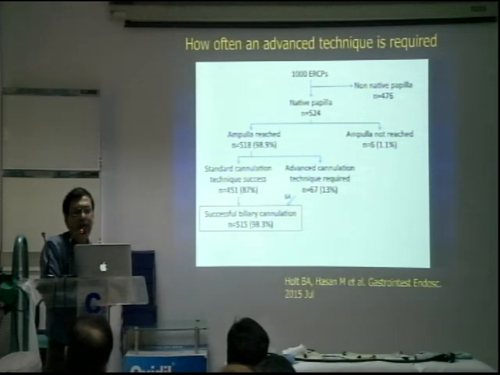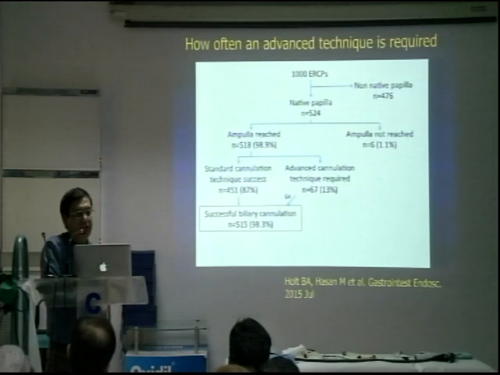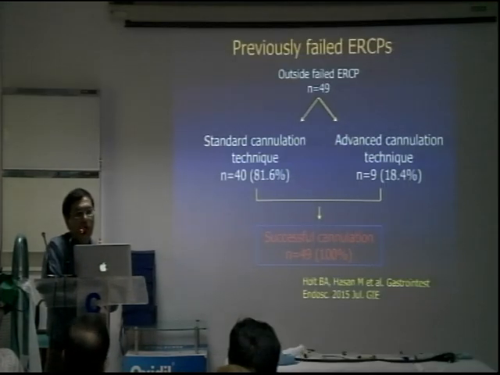And advanced technique may be like requiring a needle knife or putting a stent in there or doing something else, like not being able to get the desired duct cannulation the first time was 13%. Overall successful biliary cannulation, 98% in native papilla. Okay?